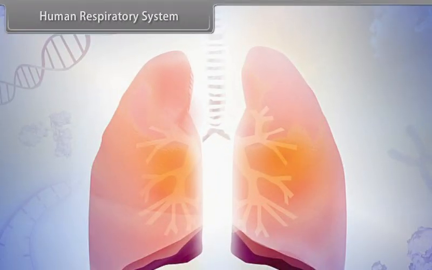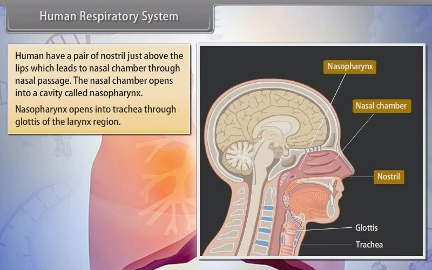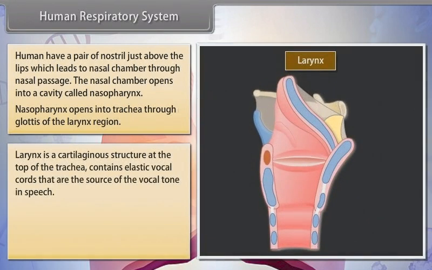Human respiratory system. Humans have a pair of nostrils just above the lips, which lead to the nasal chamber through the nasal passage. The nasal chamber opens into a cavity called the nasopharynx. The nasopharynx opens into the trachea through the glottis of the larynx region. The larynx is a cartilaginous structure.